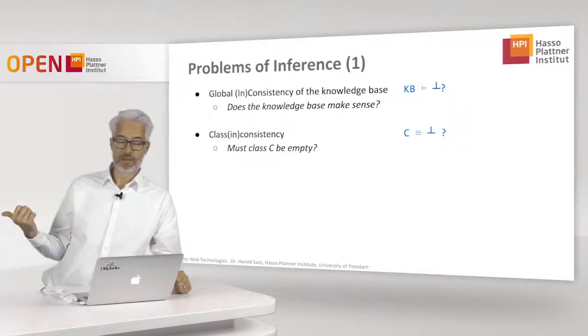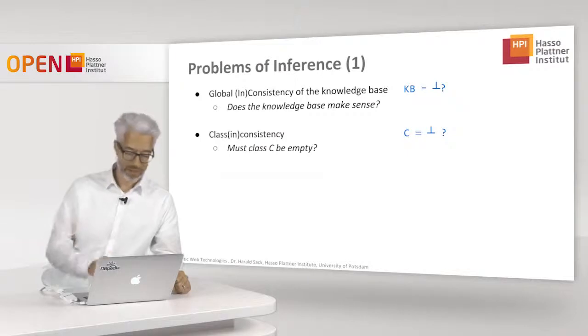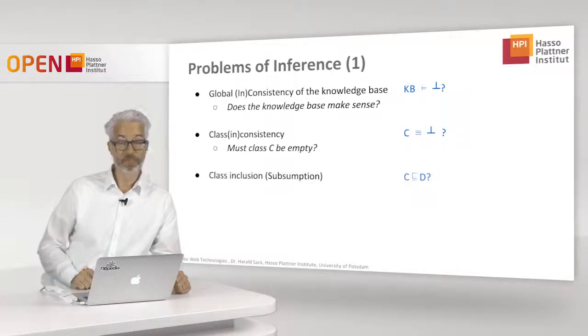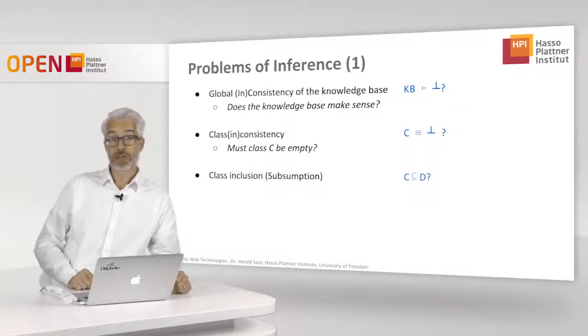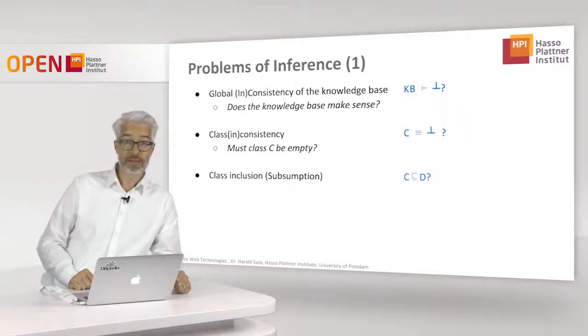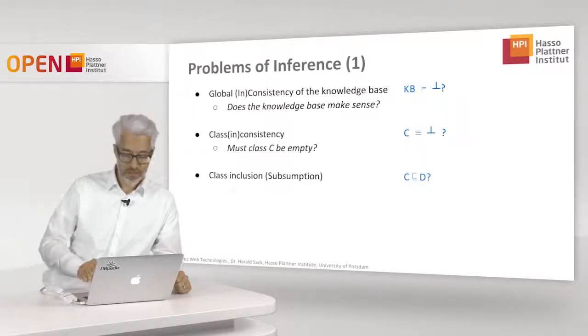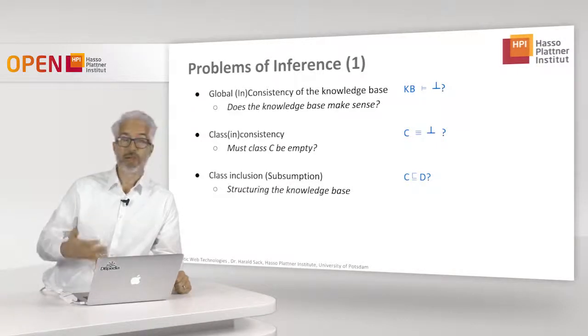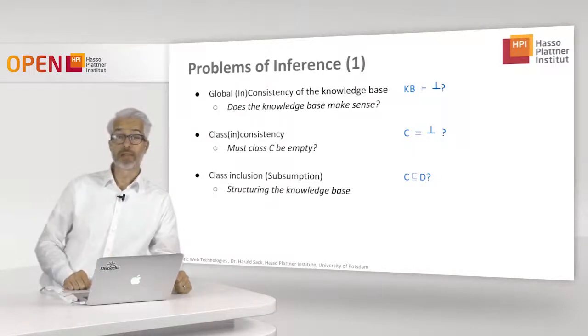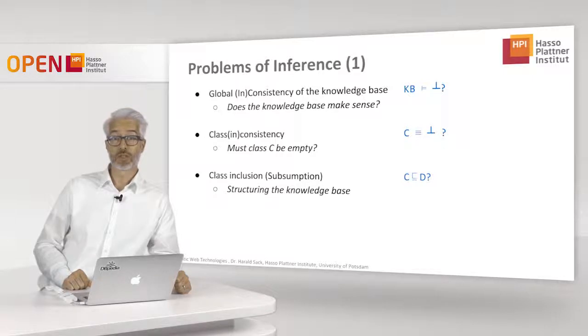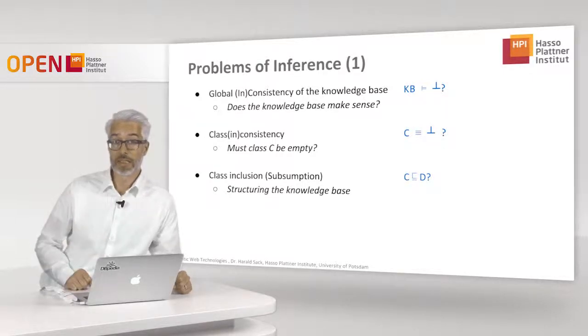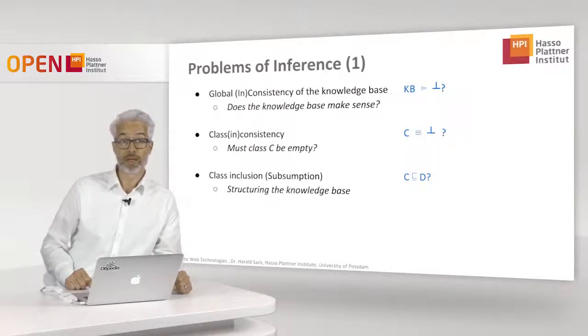So we have general consistency of the knowledge base and class consistency. Another thing you could ask is, is some class part of another class? So is class inclusion or class subsumption true or false? You simply ask about the structure of a knowledge base. Is a class C a subclass of the class D? This would be class inclusion or subsumption.